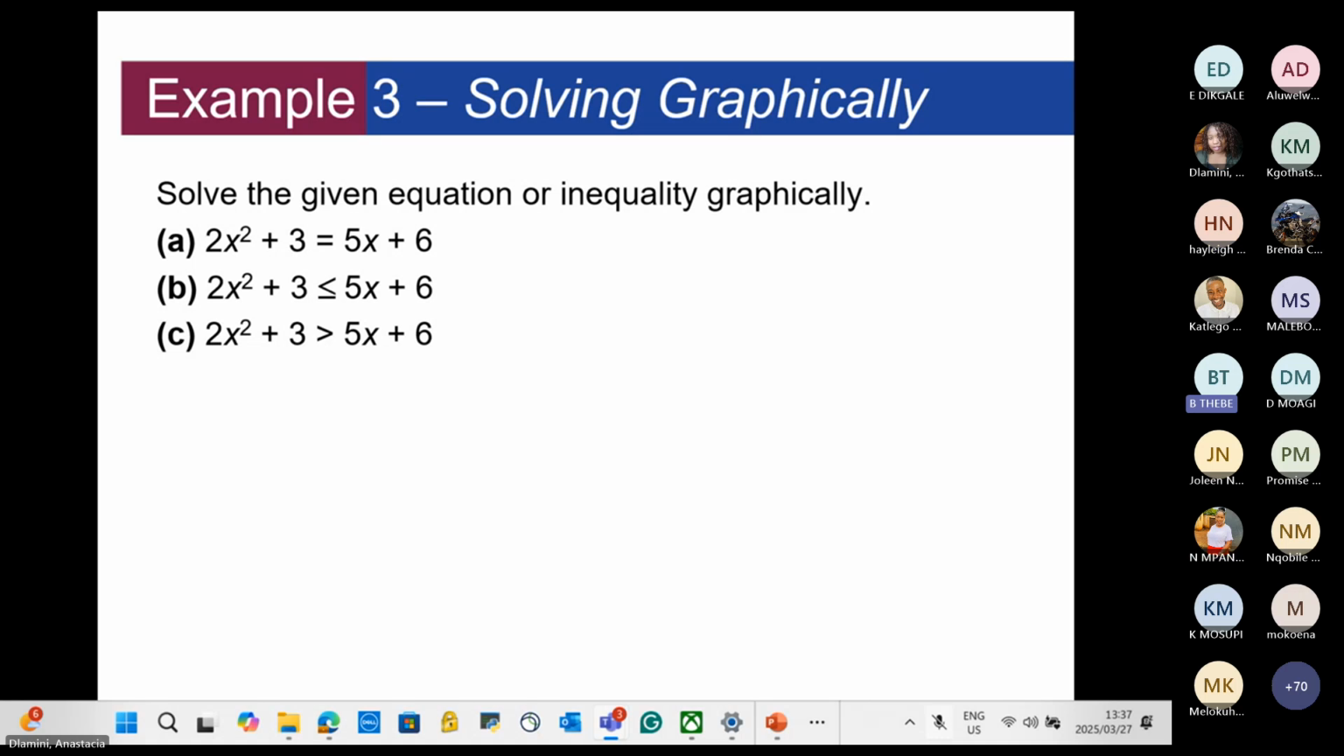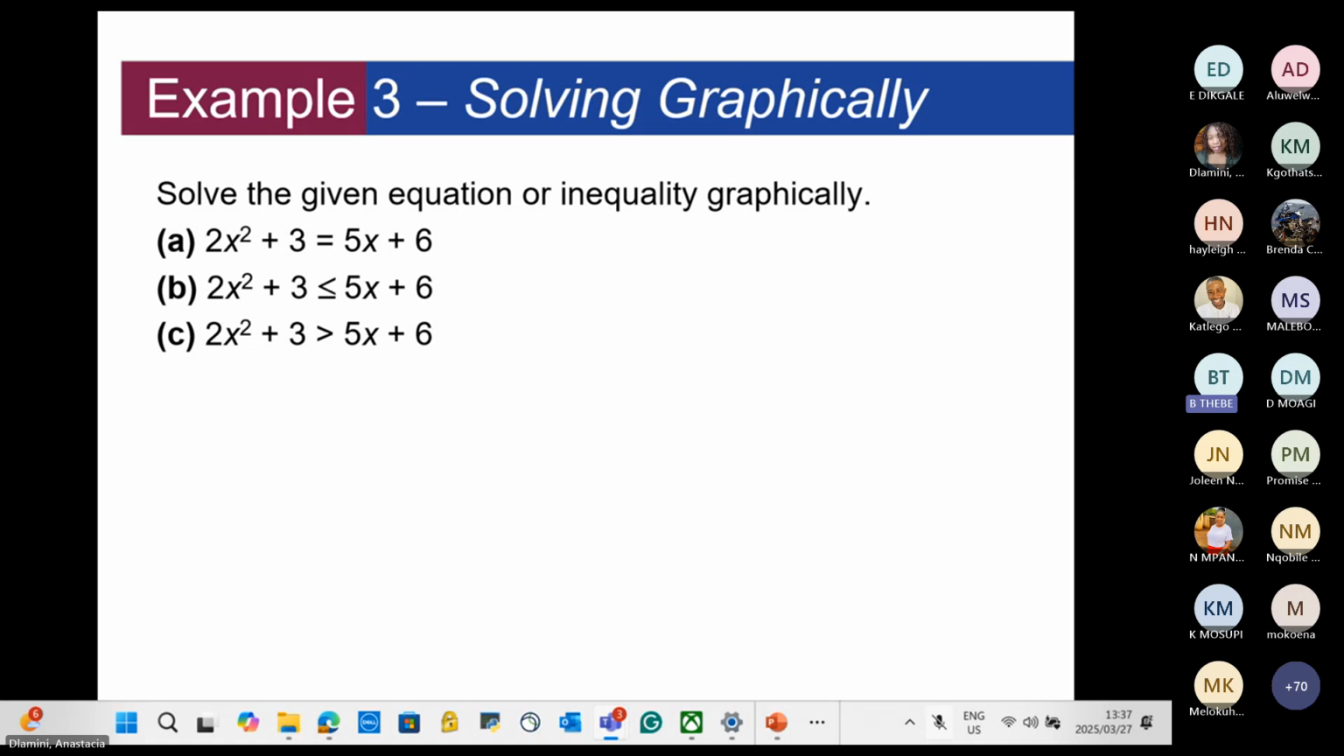Didn't they say solve it graphically? Don't we draw the graphs and check where the two graphs are equal? Yeah, I think we need to first draw the graph for A. You need to first draw the graph of 2x squared plus 3, and then draw the graph of 5x plus 6. Then find out where the two graphs intersect, because the first one says equals to.